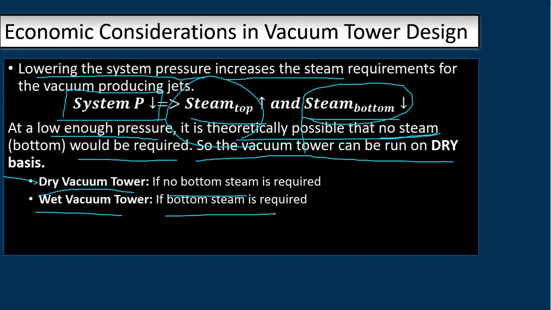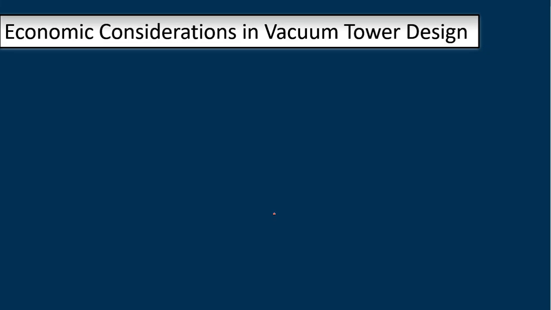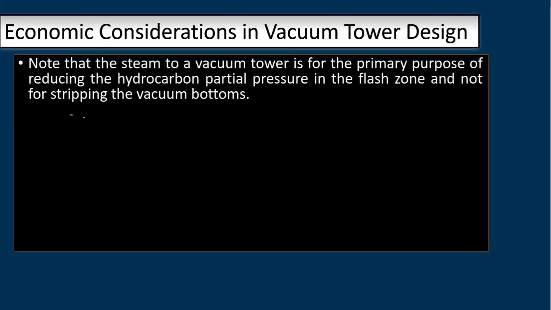So we have discussed two extreme conditions. One extreme is when we increase the system pressure; at that time bottom steam is more required. But if we decrease the system pressure, top steam is more required. So we have to optimize, and that is nothing but the economic consideration. You have to note down that steam to a vacuum tower bottom is for the primary purpose of reducing the hydrocarbon partial pressure in the flash zone. The main purpose of the bottom steam we use is to reduce the hydrocarbon partial pressure in the flash zone.